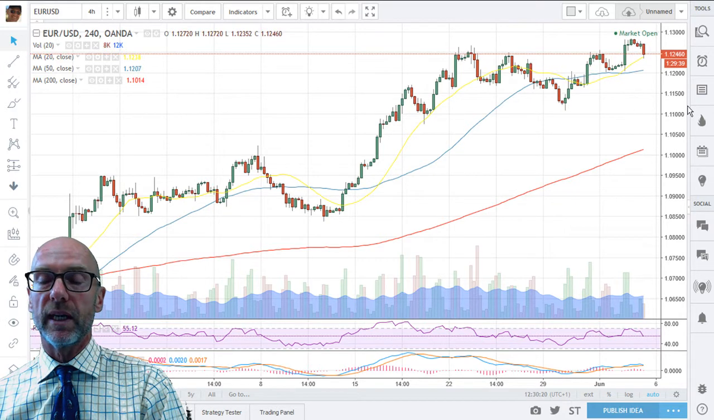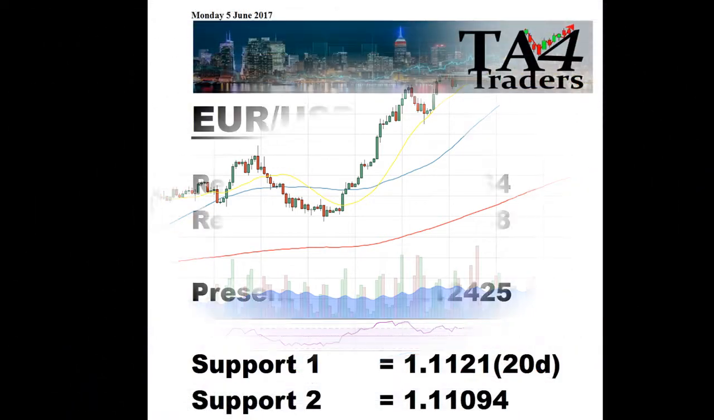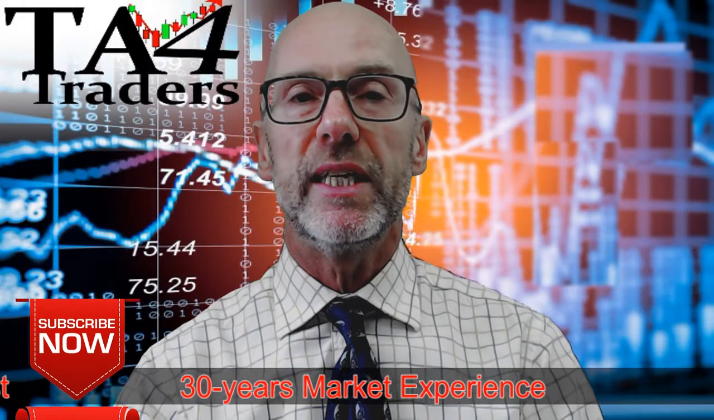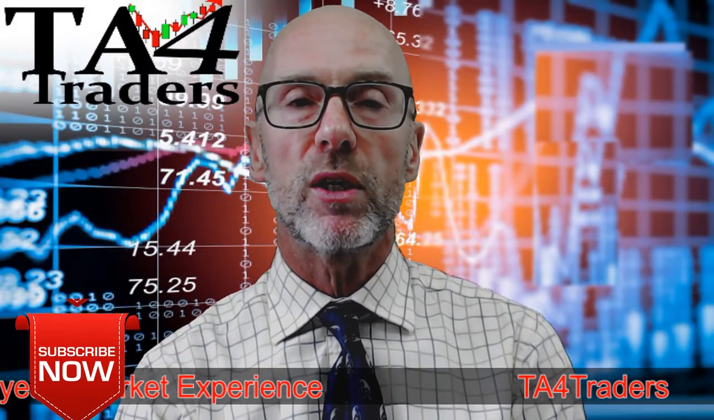about the 111.25 level. So looking at the support and resistance levels, resistance 1 is at 112.838 and resistance 2 at 113.7, with the 20-day giving support at 111.21, and then the second support at 111.094. So that's been TA for Traders, having a look at the euro US dollar foreign currency cross.